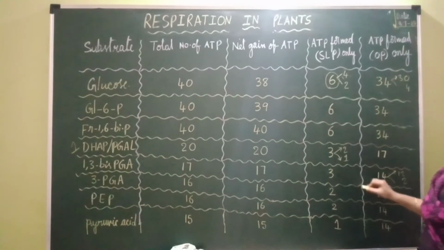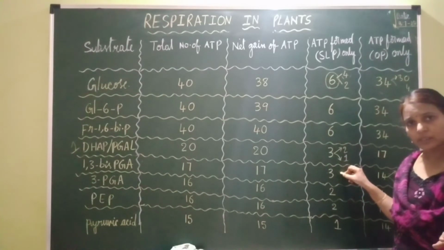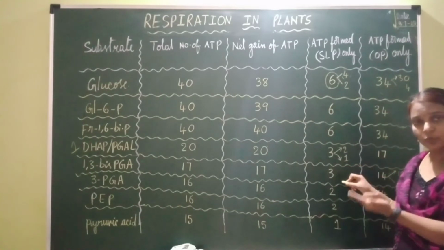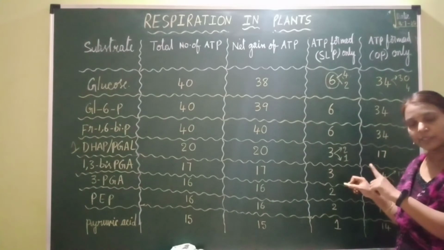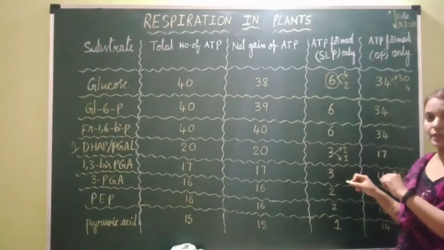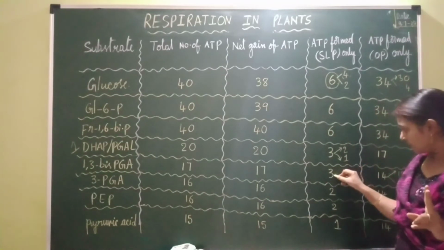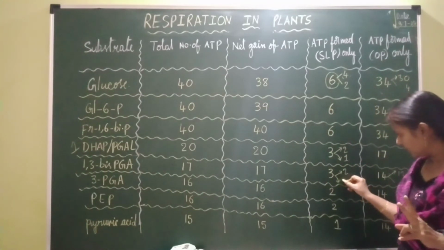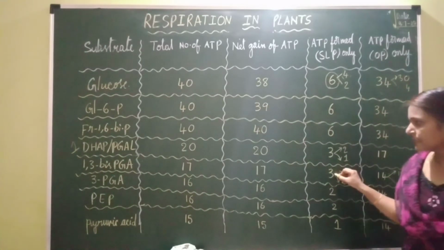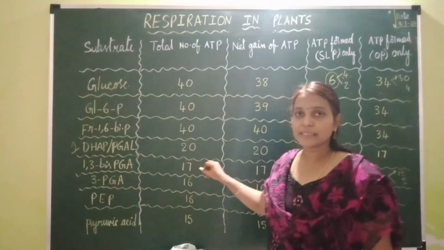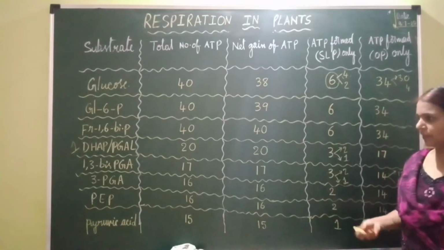Now through SLP, in the same way, 3 ATP. 2 ATP during glycolysis, because 1,3-bis PGA undergoes phosphorylation into 3-PGA. There one phosphorylation is taking place, and 1 ATP is formed by direct formation of ATP, or through SLP. So 2 molecules of ATP during glycolysis and 1 molecule of ATP during Krebs cycle. So 3 ATPs through SLP. So 14 plus 3 is 17. Total number of ATP formed is 17, and the net gain is also 17 because there is no consumption of ATP here either.